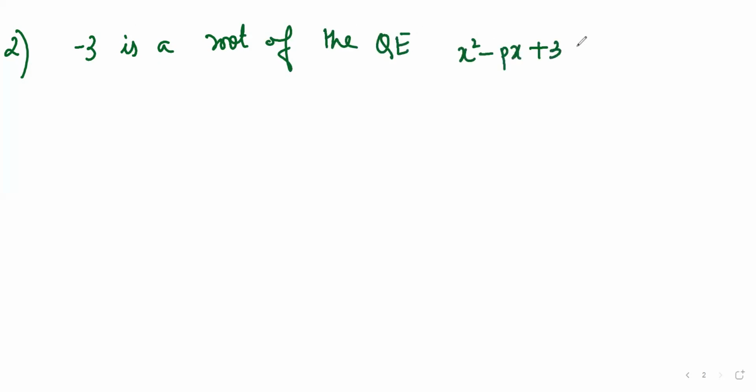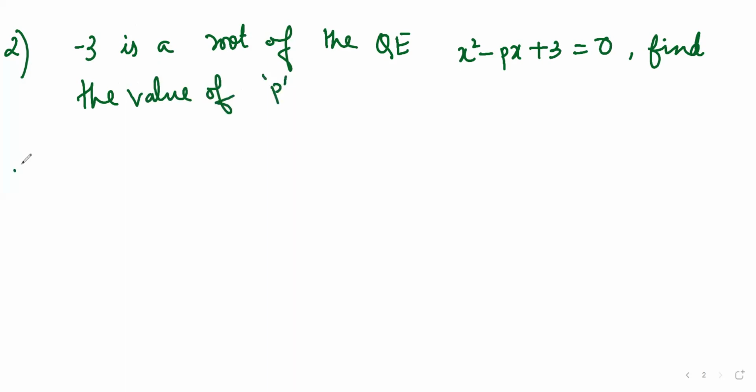The next question is: minus 3 is a root of the quadratic equation x square minus px plus 3 is equal to 0. Find the value of p. So if you look here, what do you mean by a root? Root or a solution. It satisfies the equation. Meaning, when I put x is equal to minus 3 in this equation, LHS will become equal to RHS.